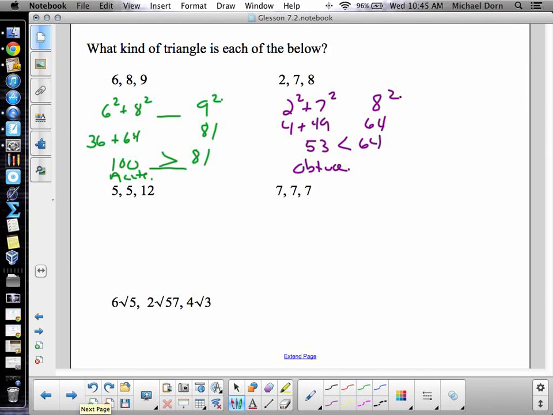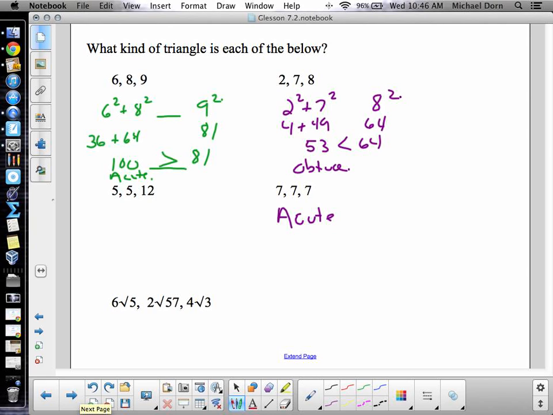7, 7, 7. Do we even need to check that one? What kind of triangle is 7, 7, 7? It's equilateral. Equilateral triangles have every angle measuring what? 60. They're equiangular also, so obviously that is acute. I really don't even need to do that one because equilateral triangles are automatically acute.